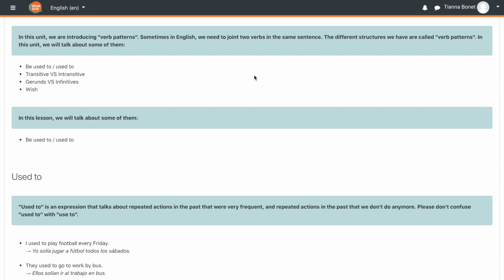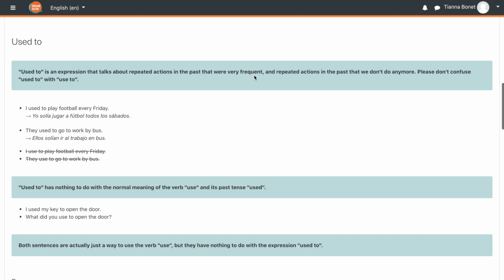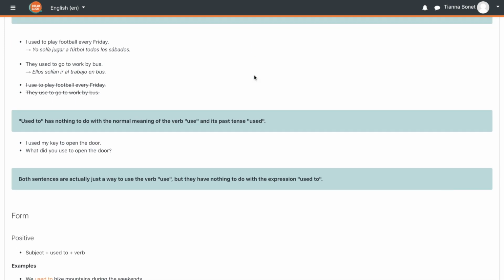Used to is an expression that talks about repeated actions in the past that were very frequent and repeated actions in the past that we don't do anymore. Please don't confuse used to with used to. For example, I used to play football every Friday. They used to go to work by bus.